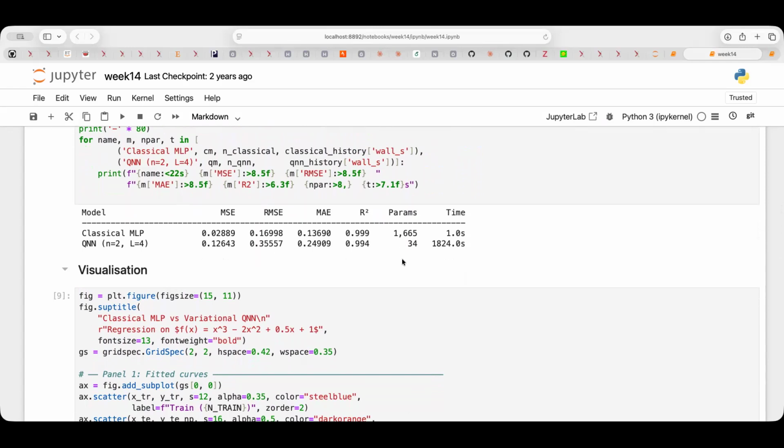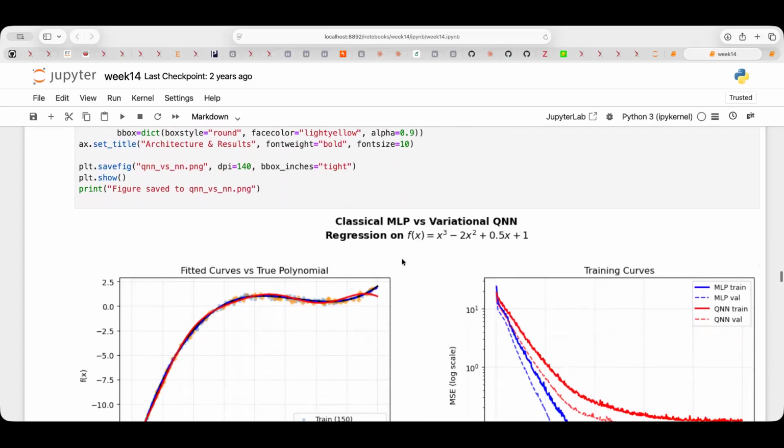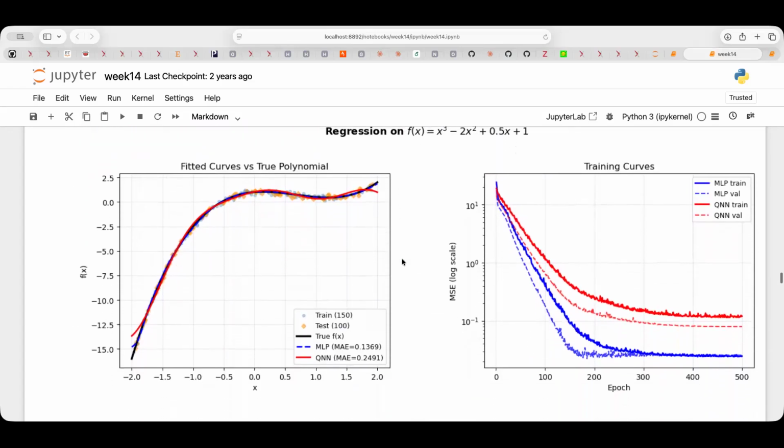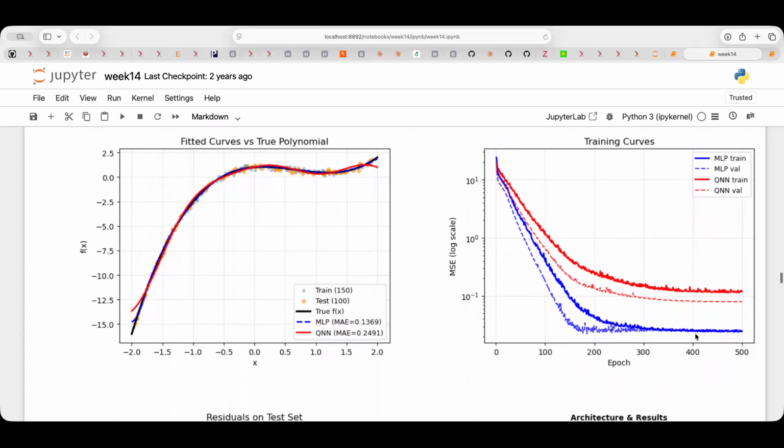And there's a visualization at the end here, where we look at the fitted curves, and you can now see the training curves here with the mean squared error. They seem to flatten out as a function of the number of epochs, but you still see that the standard multi-layer perceptron, the classical one, actually outperforms the quantum neural network.